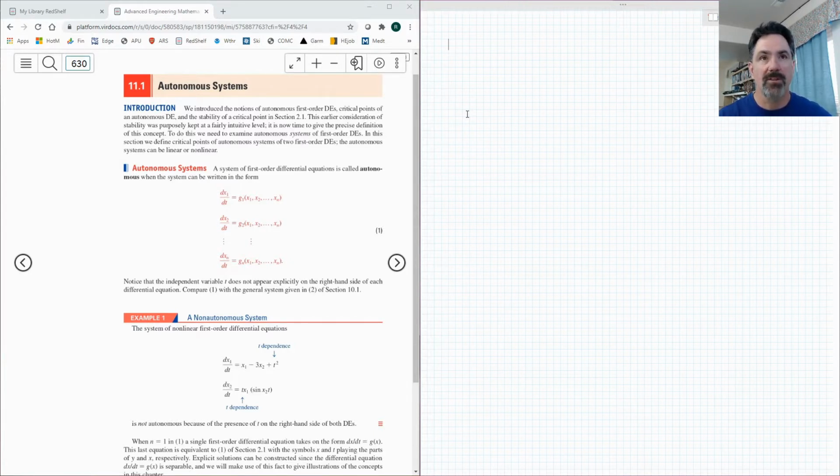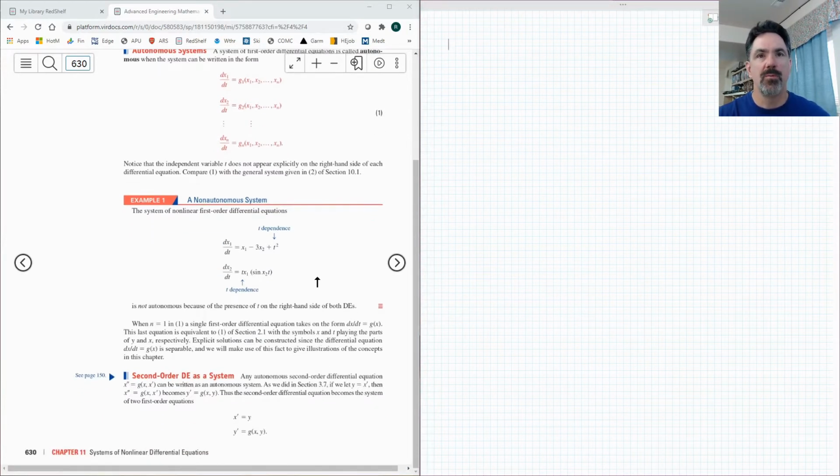What I want to point out, though, here in the middle of the page is the sentence, compare equation 1 with the general system given in equation 2 of section 10.1. This is the kind of thing where you want to actually do that. Go back to section 10.1, look at what the author's talking about, and understand the connection that he's trying to build so that you can better understand the material. So I leave that to you, and we're just going to continue moving forward here.